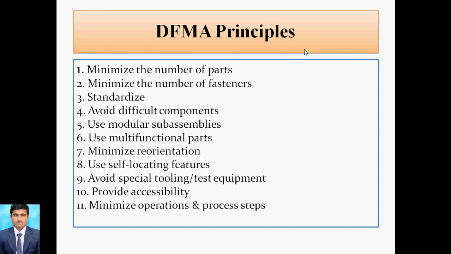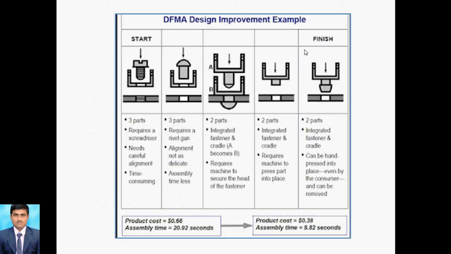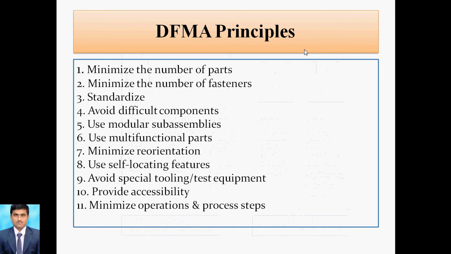Then the next part is standardization. We can use standardized parts, so that also helps, and it has a major impact on the assembly purpose. Next is avoiding difficult components, so that also helps. The next is to use modular subassemblies.